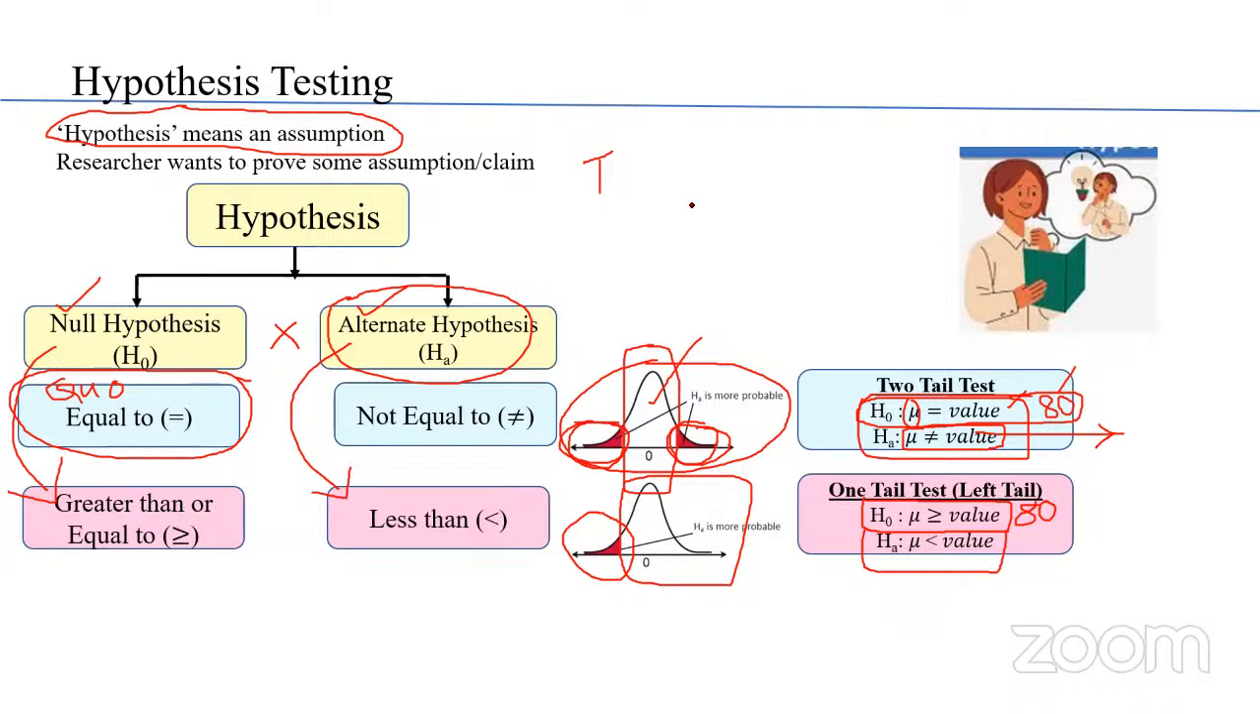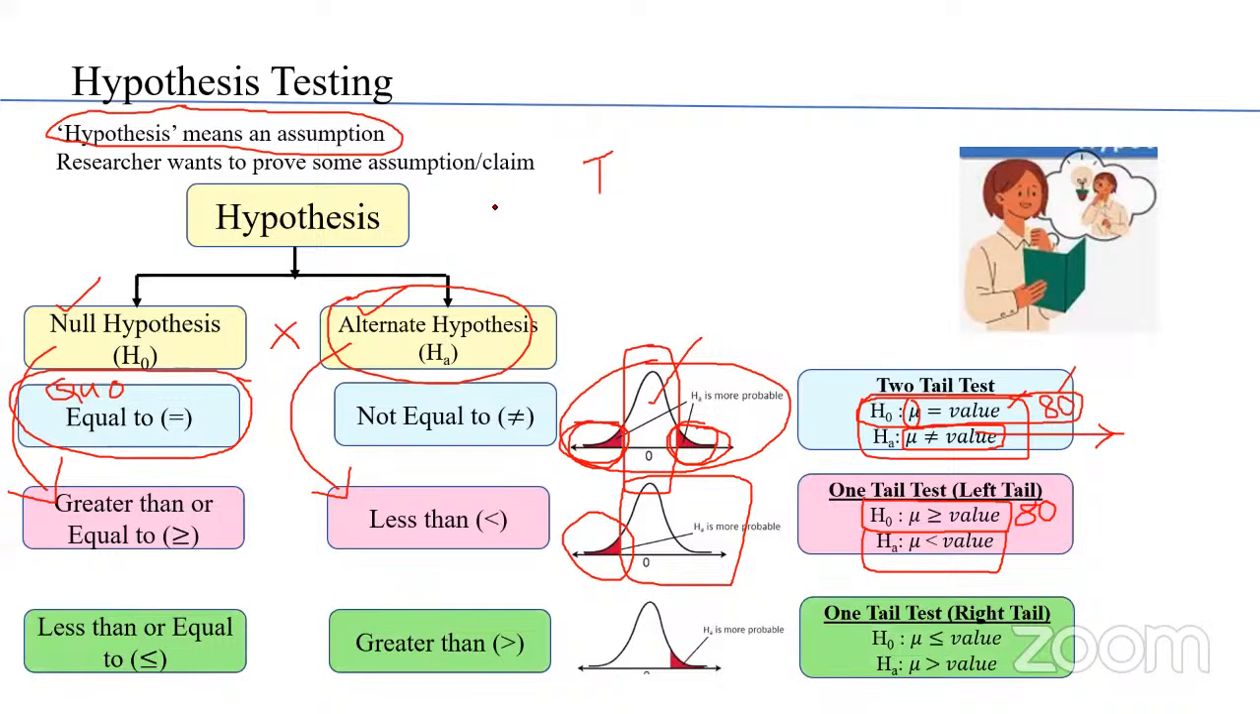Fine, or any doubt in this? Because this is the basic theory which we have to understand. Then only we'll be able to perform that Z test or T test or any other test. Is that fine, people? Yes, sir.